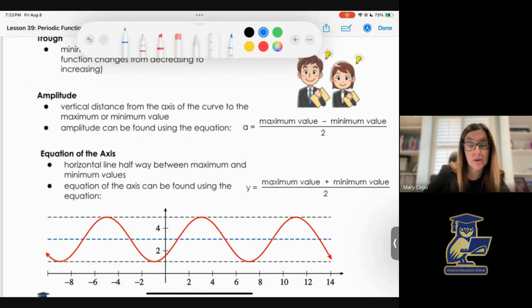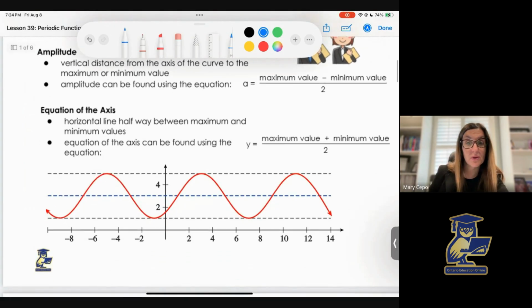So we have our periodic function. We look at the one cycle, you look at the max and you look at the min. The halfway horizontal line between the maximum and minimum is considered the equation of the axis. The equation of the axis can be found using the following equation: you would take the maximum value added to the minimum value and divide it by 2. See how that differs from the amplitude. For the amplitude, you take the max minus the min divided by 2, but the equation of the axis is the horizontal line halfway through.